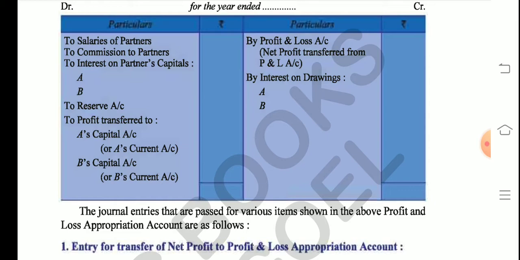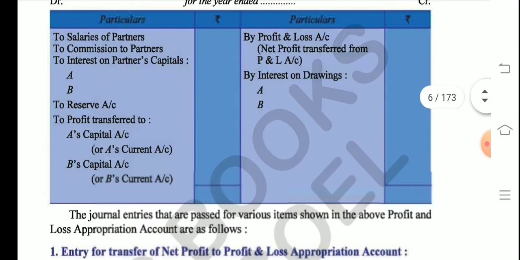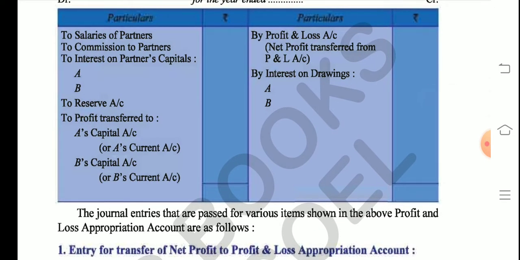So on the credit side we write by interest on drawings. See, the amount of drawings is not mentioned here. The amount of the drawings will be mentioned in the capital account, that we are going to study later. Only the interest is written here. So suppose there are two partners A and B, we'll calculate interest on drawings on their withdrawn capital, and we'll write it here. On the debit side, two salaries of the partners.